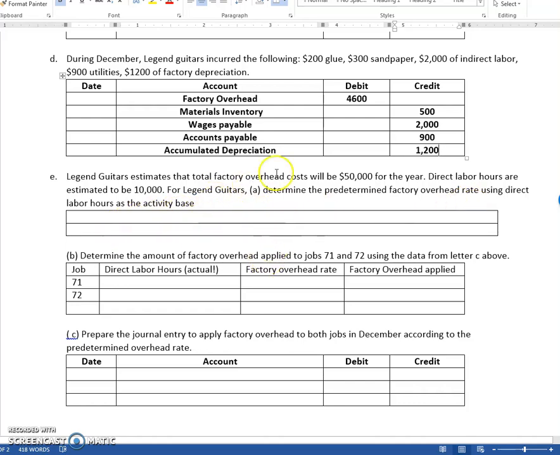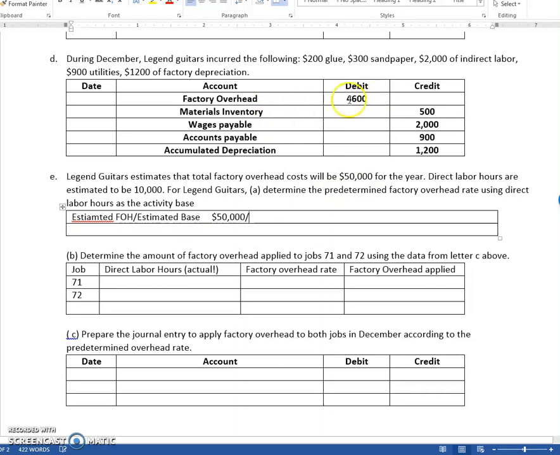So this is where we're actually going to allocate our factory overhead to individual jobs. We're going to do that based on a predetermined factory overhead rate, and in this situation, we're going to be using direct labor hours to do that. So the rate is always calculated like this: estimated factory overhead divided by estimated base. So for us, our estimated factory overhead is $50,000 because it tells us that's how much we think we're going to have, because when we first set up this allocation rate, we don't know our actual factory overhead.